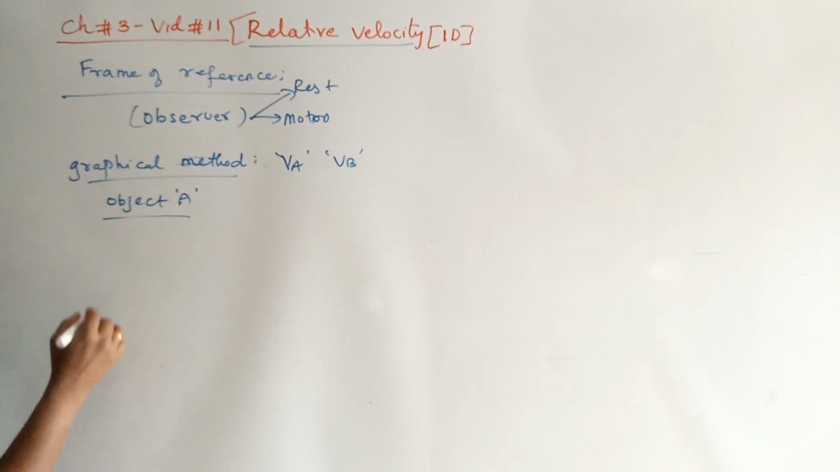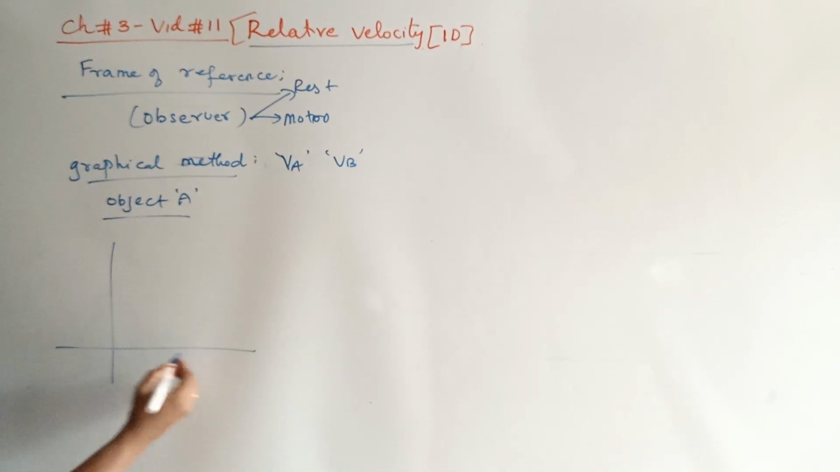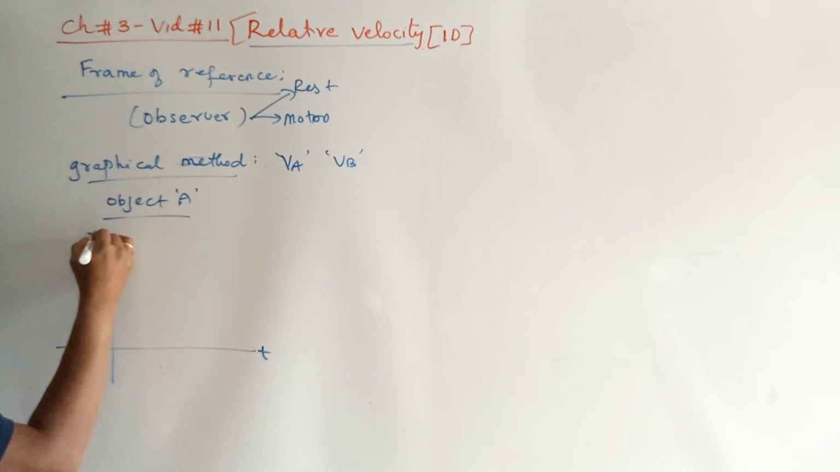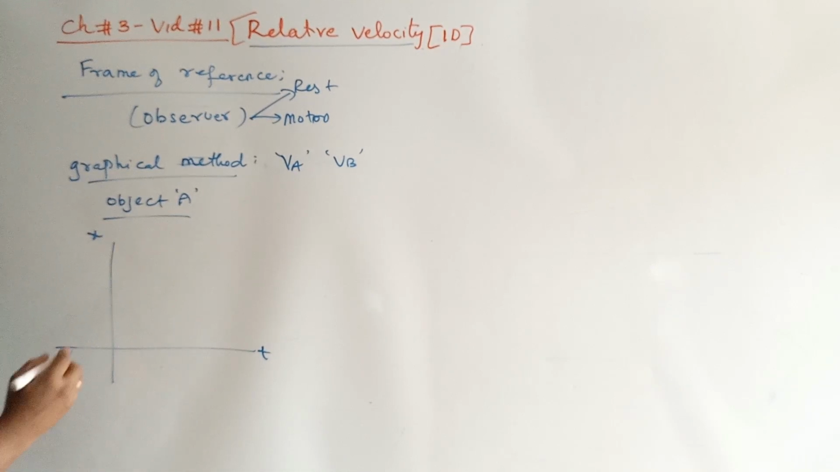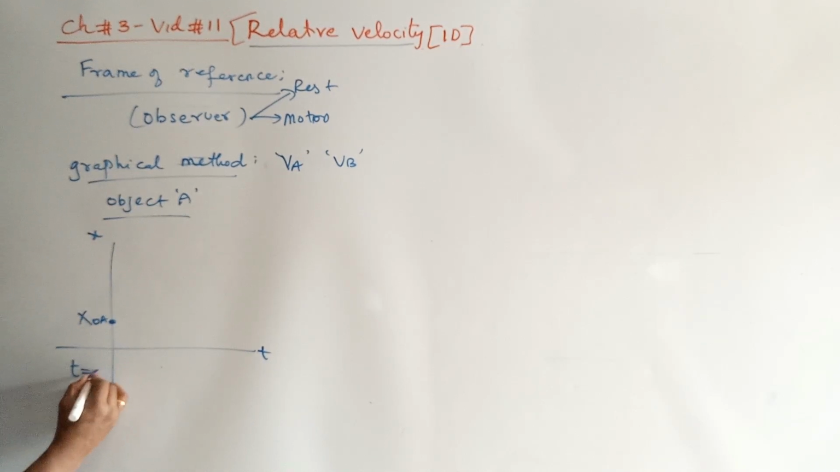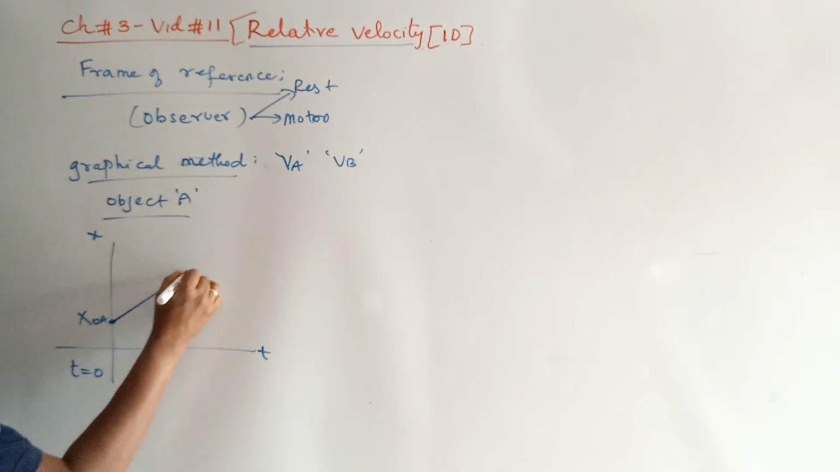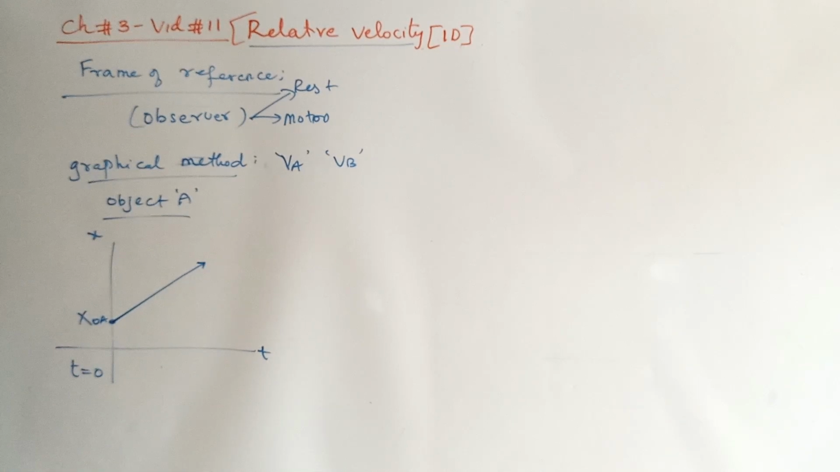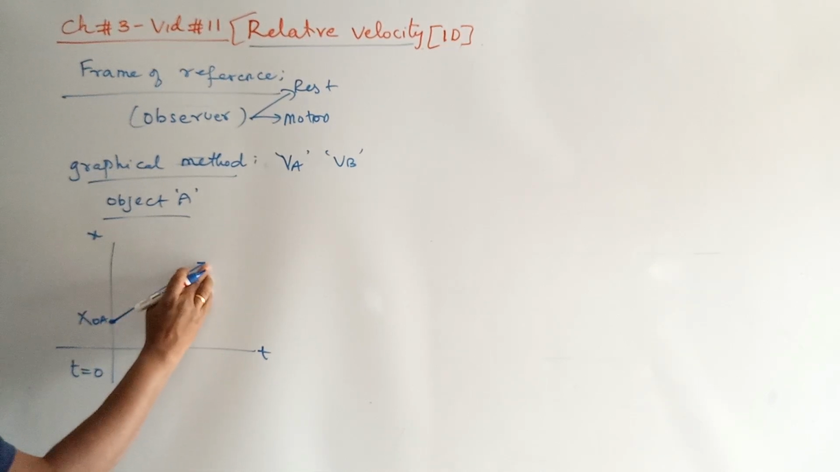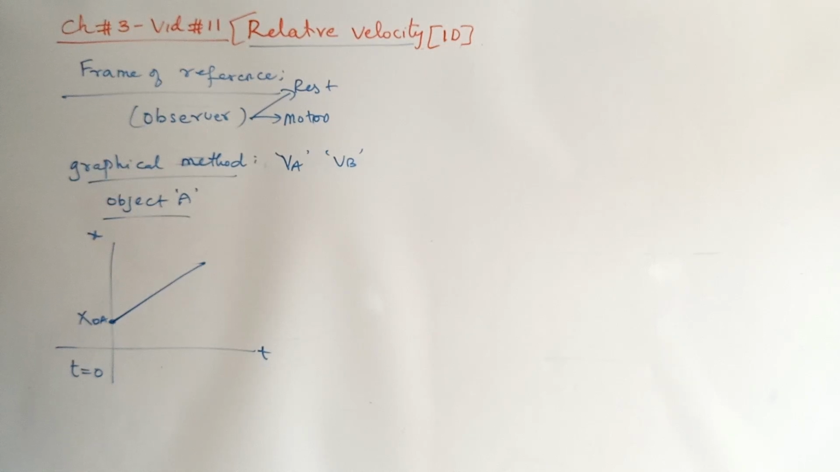For object A, let us suppose this is the time axis and this is the x axis. Let object A be initially located at x0A, the initial position of object A at time t equals 0. Object A is here, and it is now traveling with some uniform velocity. Uniform velocity gives us what kind of graph? It gives us a graph with a slope like this.